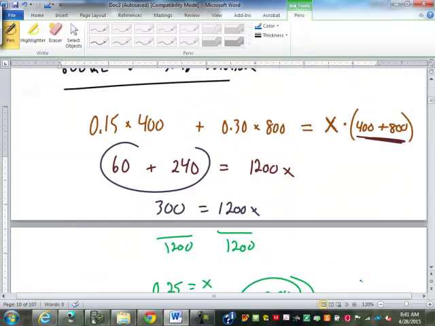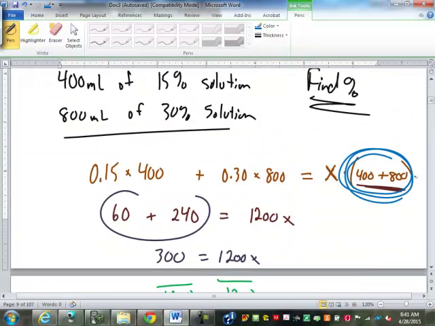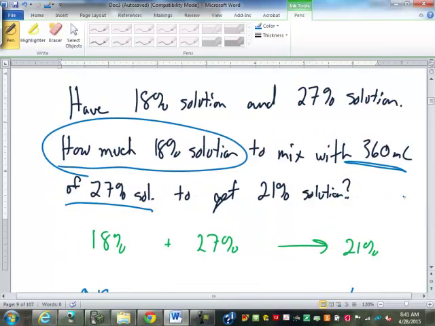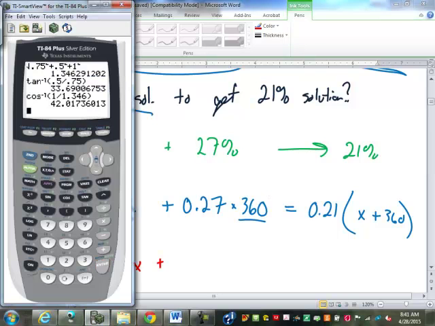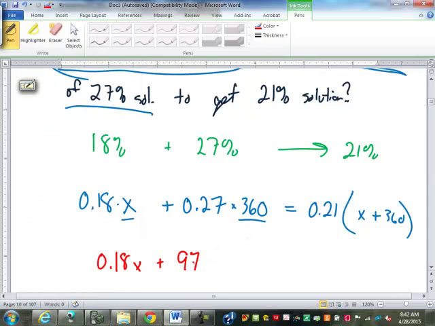Now up here, why did we have 400 and 800 here? Because we had 400 and 800 milliliters, right? So down here, how much of that 21% are we going to have? Plus x, right? x plus 360. The total volume of the other two added together. So now we've got to solve this equation. This is just 0.18x plus, well, 0.27 times 360 is 97.2. 0.21 times x is 0.21x. 0.21 times 360.